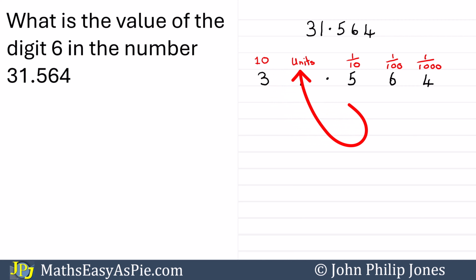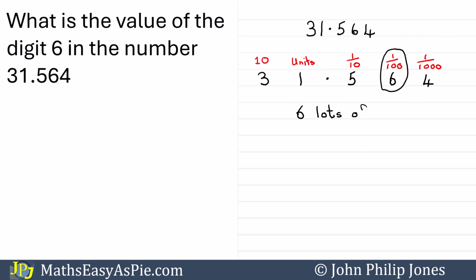This column is worth units. This one is worth tenths. This one is worth 100ths. And this one is worth 1,000ths. We look to the column that has the digit 6 and we can see it in the 100ths column.